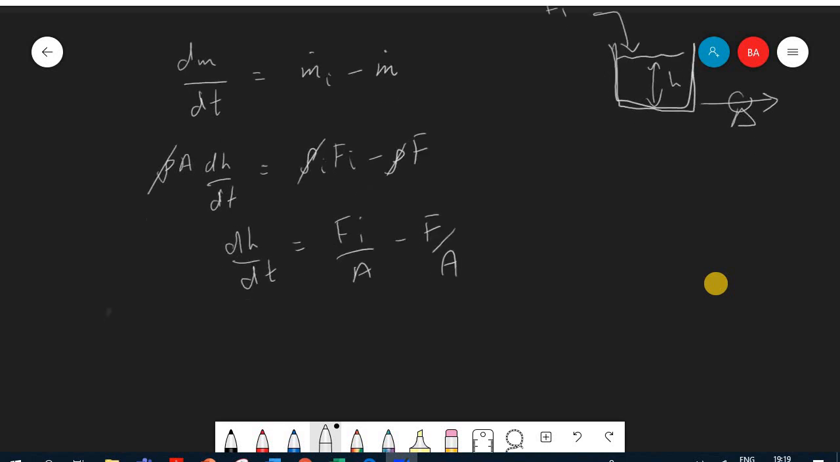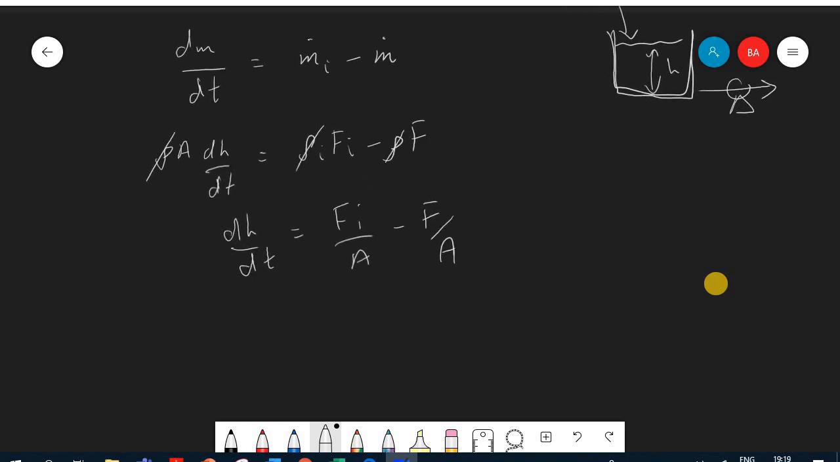Now for this process, remember we substituted F equals alpha square root of h. I think you already remember that equation, but that is if we have a valve. Whereas if we have a pump, F is just F. It is a constant flow rate that we put in. So here F is just F, it does not change.